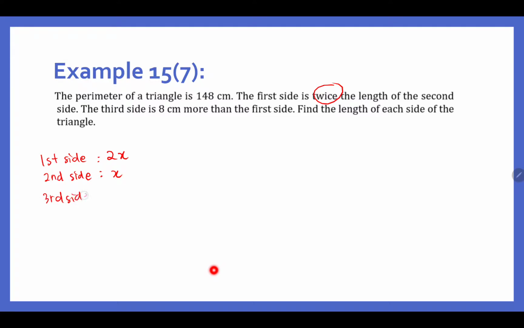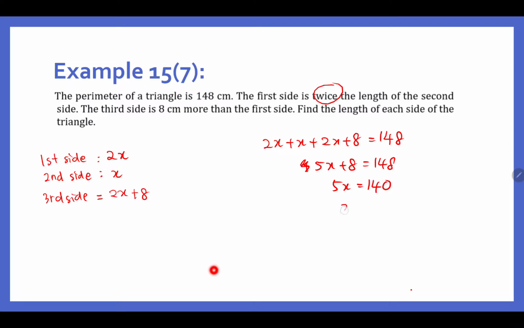Third side is 8 cm more than the first side. So third side is 2x plus 8. Find the length of each side of the triangle. Ni senang je lah kan. Tambahkan 3 side equals 148. So 5x plus 8 equal 148. 5x 140. X 28.